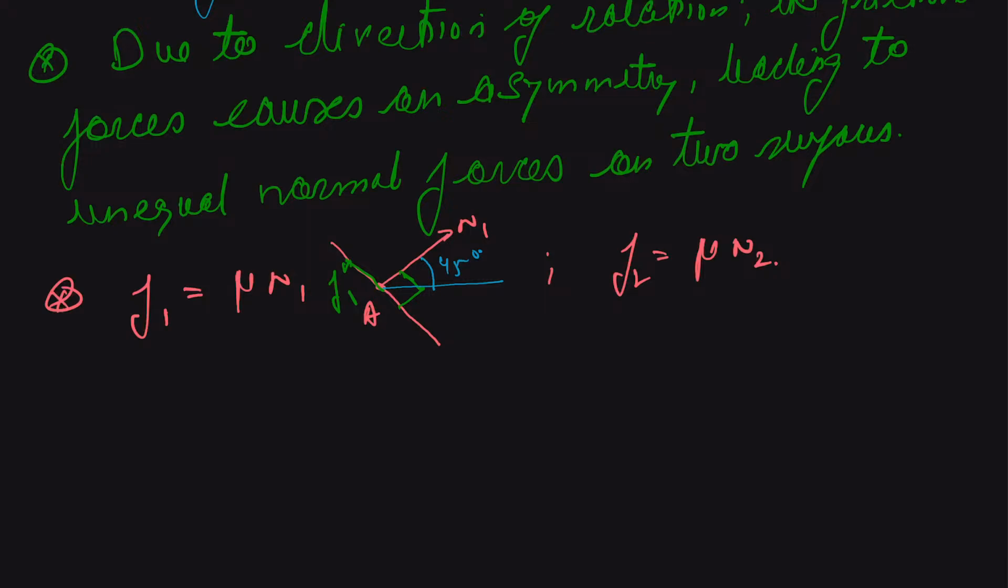So this is our point B and we have a normal here, N2. This is our V groove surface, and on this we are having our F2, and with respect to our horizontal this angle will be our 45 degree.